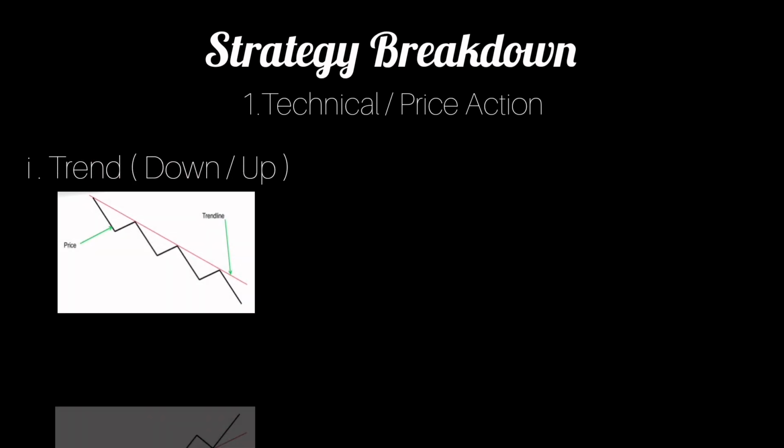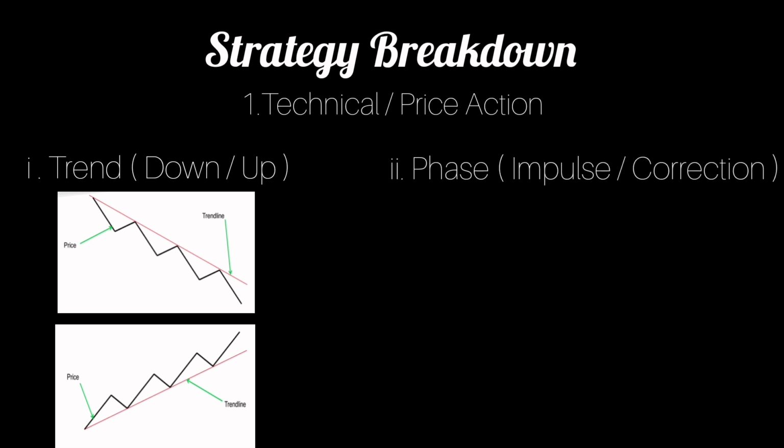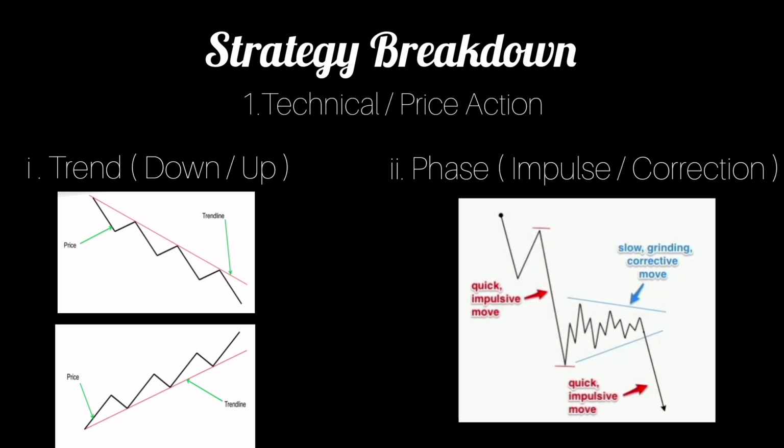The first thing is the current trend of the market, whether the market is on a downtrend or an uptrend. Then after we know that, the second part of the price action will be to know the current phase of the market. As we know, the market moves in two phases or three phases. The first phase is the impulse move. The second phase is the correction move. So we have to know whether the market is on an impulse move or the correction move.